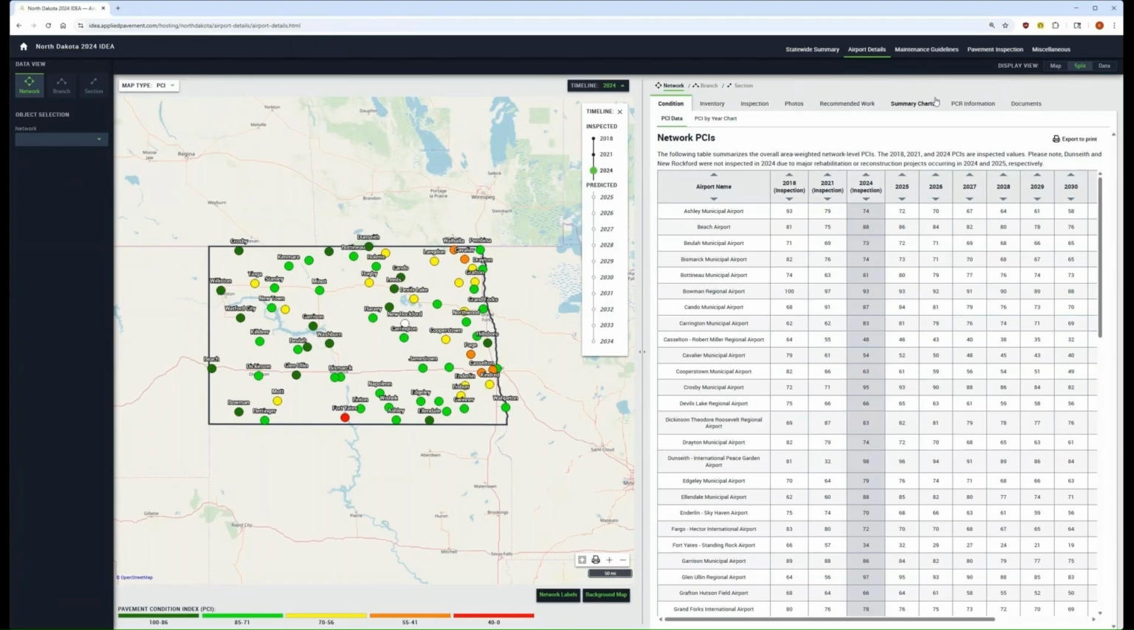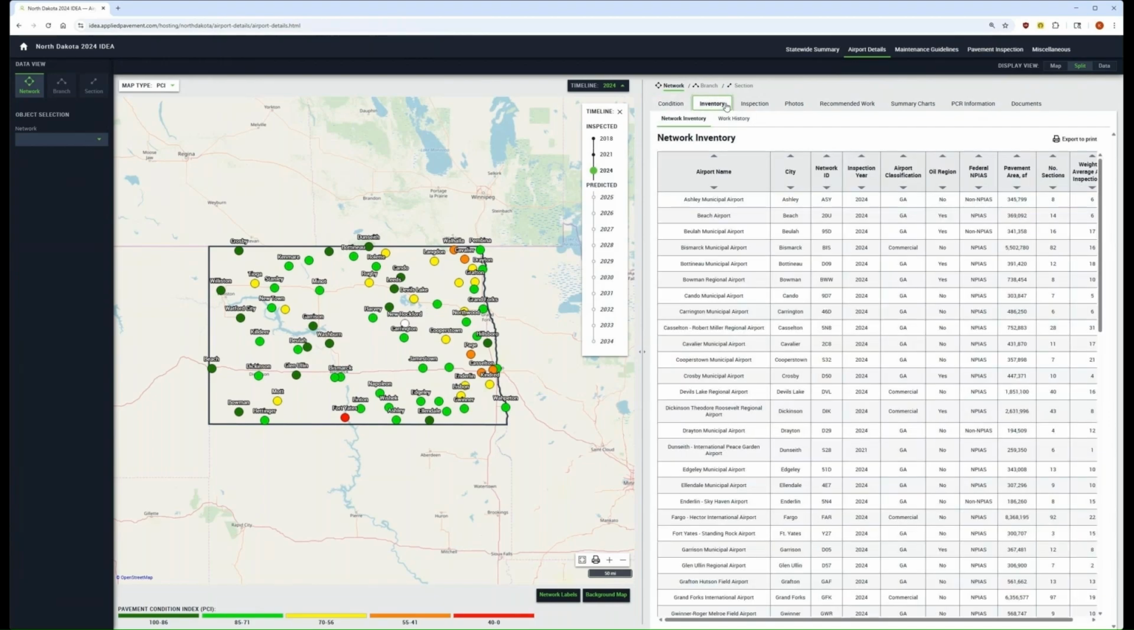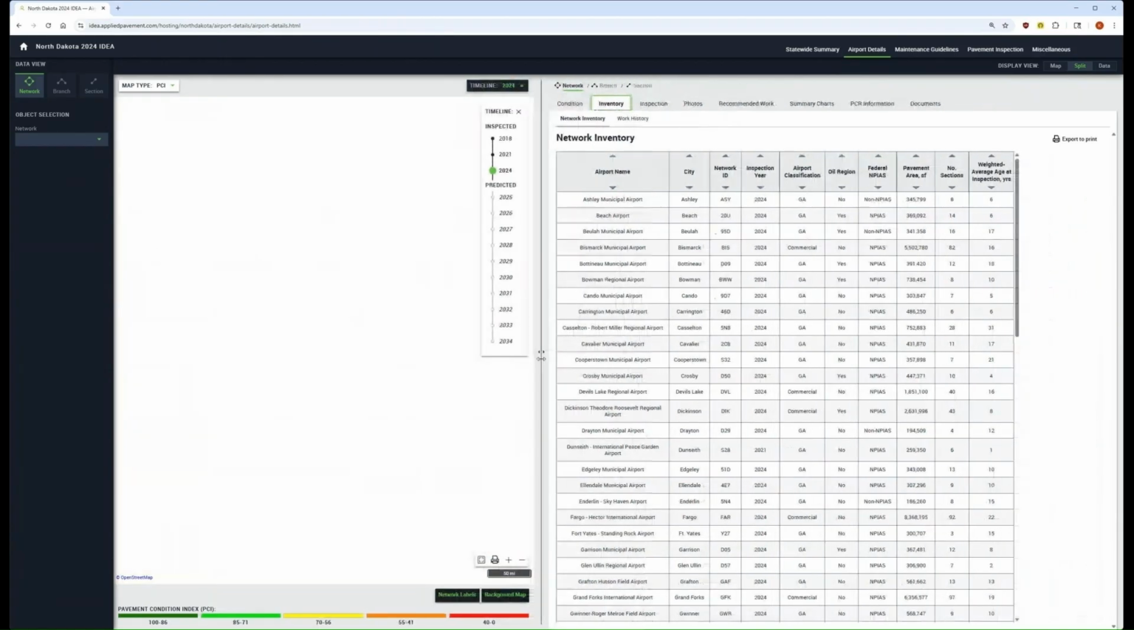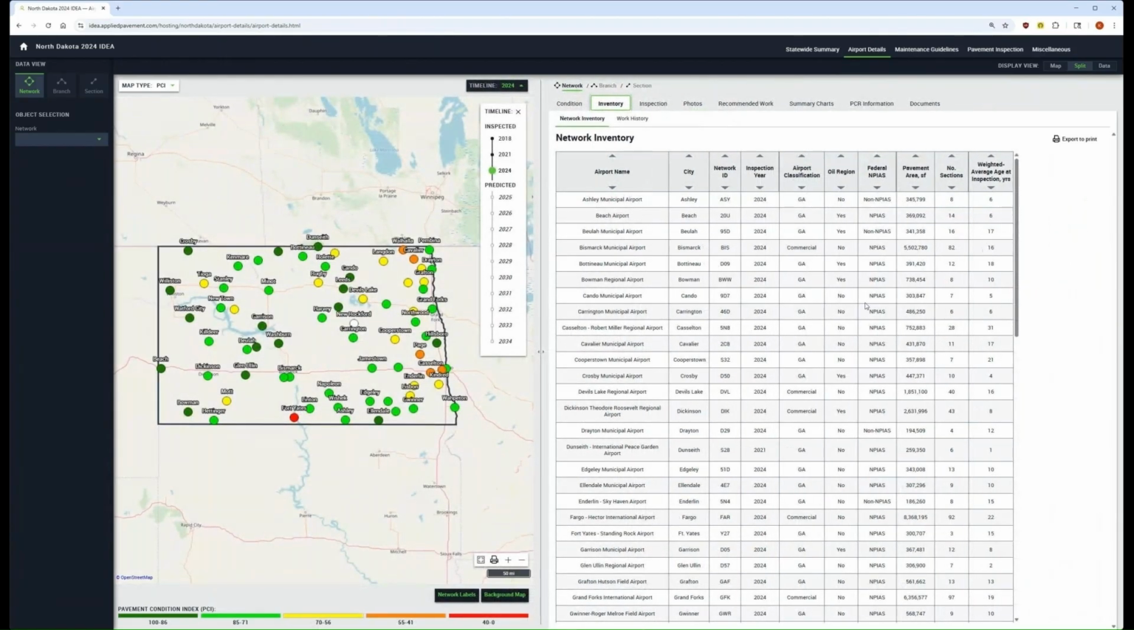Another component is the information on the right, in the data portion. This is currently showing PCI by year, or pavement condition data, but there are other types of information identified here at the network level. For example, the airport classification, whether it's in the oil region or not, the total square footage of pavement, how many different unique pavement sections there were, and the area weighted age. So some statistical and inventory information regarding the entire airport and all the pavements included for each airport is also shown here.